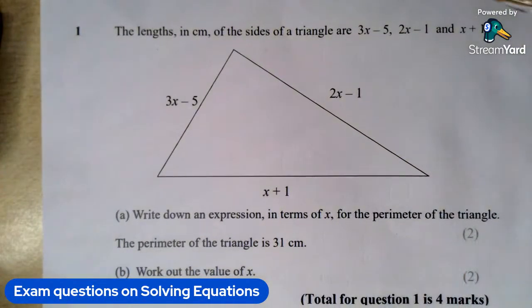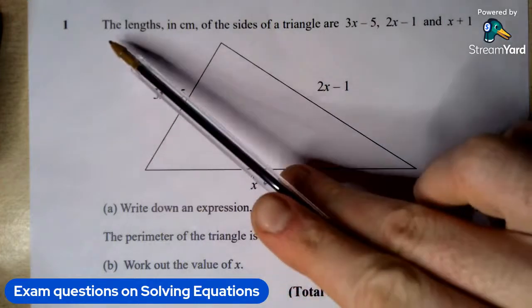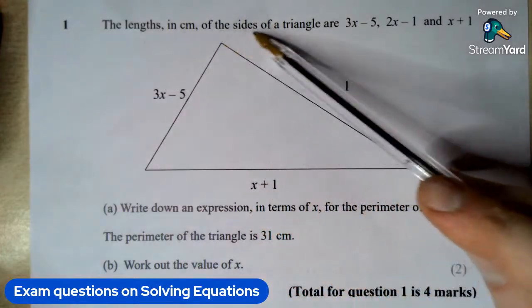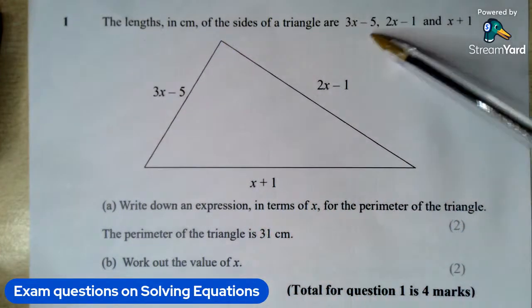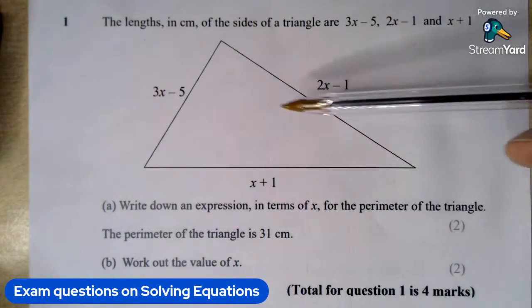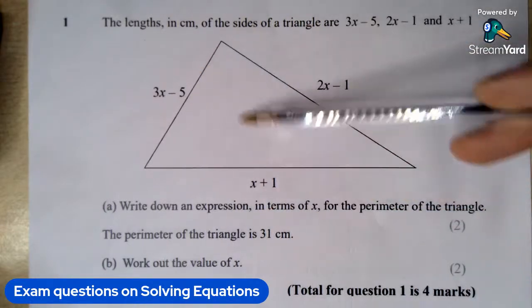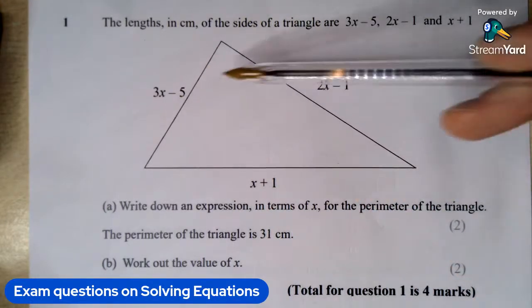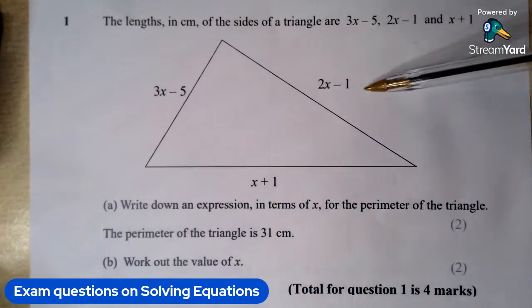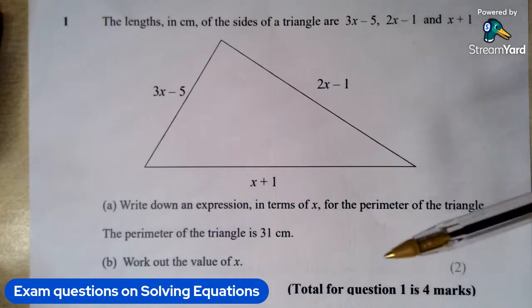So just looking at part A, the skills are the same, but it's just in words. So you've got to kind of pick out the command words in the question. So the lengths in centimeters of the sides of a triangle are 3x minus 5, 2x minus 1, x plus 1. It's basically explaining this. They have to tell you what this is, that these expressions are explaining the size of the triangle. They're expressions because they don't equal anything yet, until I do something with it.